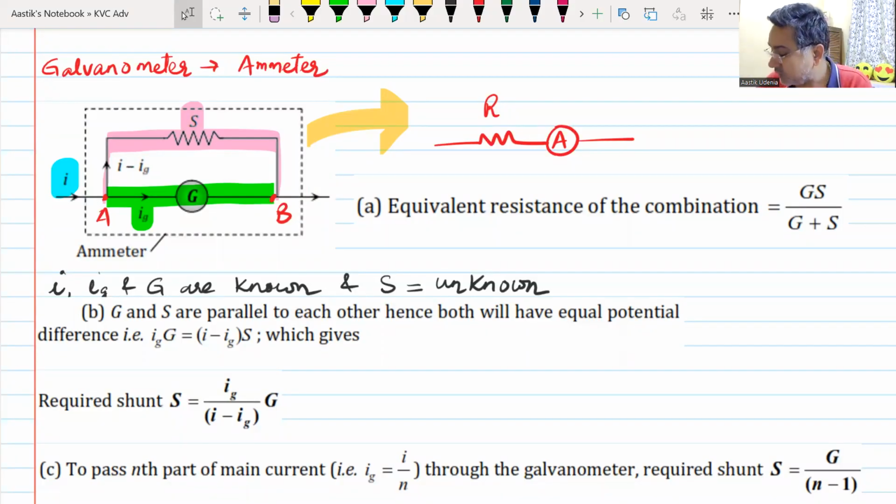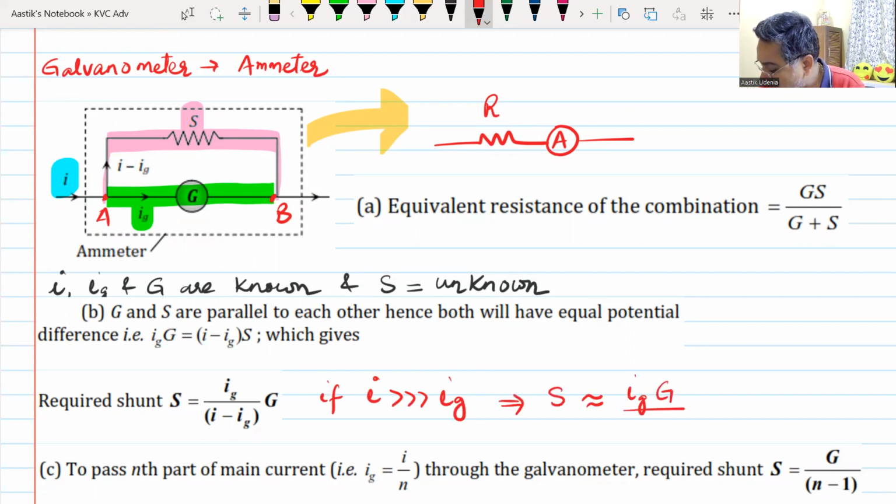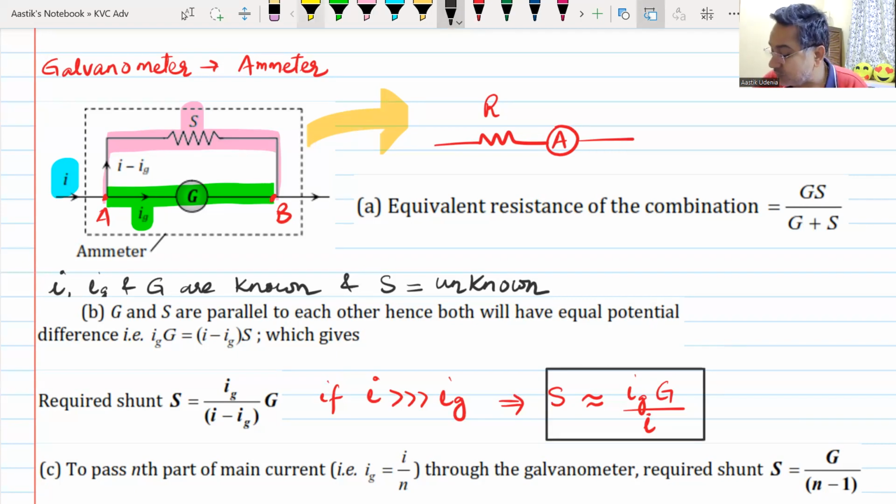Here you can also note that in most of the cases this I, the range of the ammeter, is very large compared to the Ig, the full scale current of the galvanometer. In that case, the shunt resistance S can be written as approximately equal to Ig into G divided by I. That becomes a very good approximate formula, and in almost all the cases you will end up with the right answer with this approximate formula also, because normally I is very large and the full scale deflection current of the galvanometer is normally very small, so you can use this formula as well.